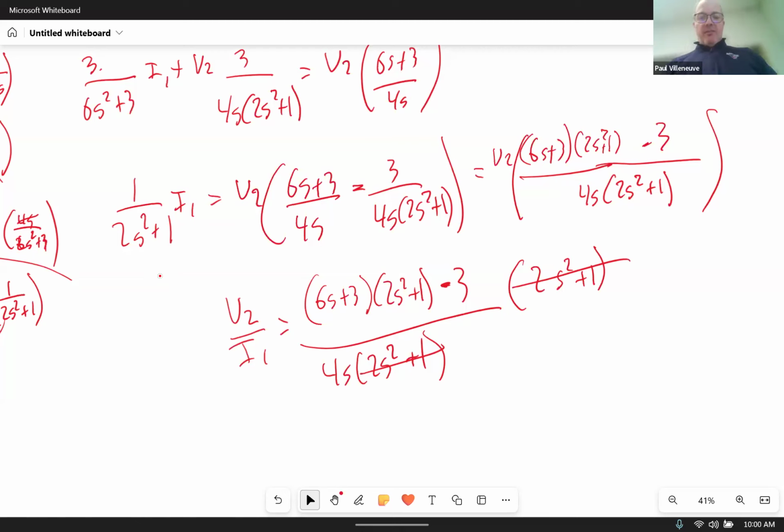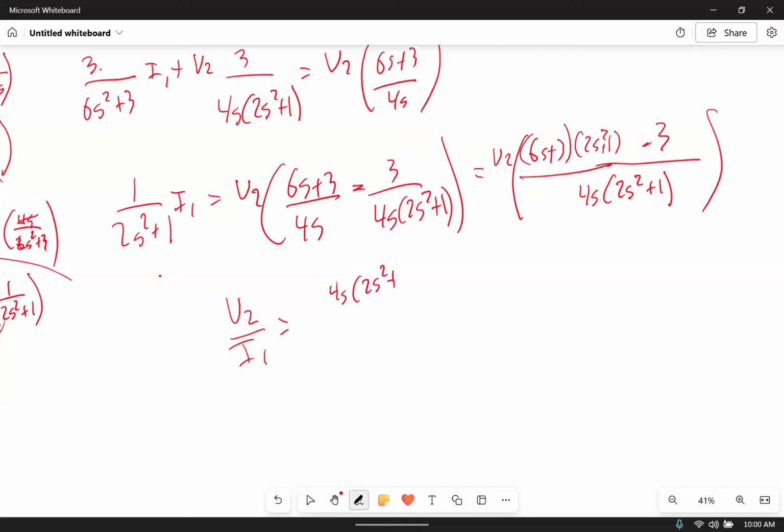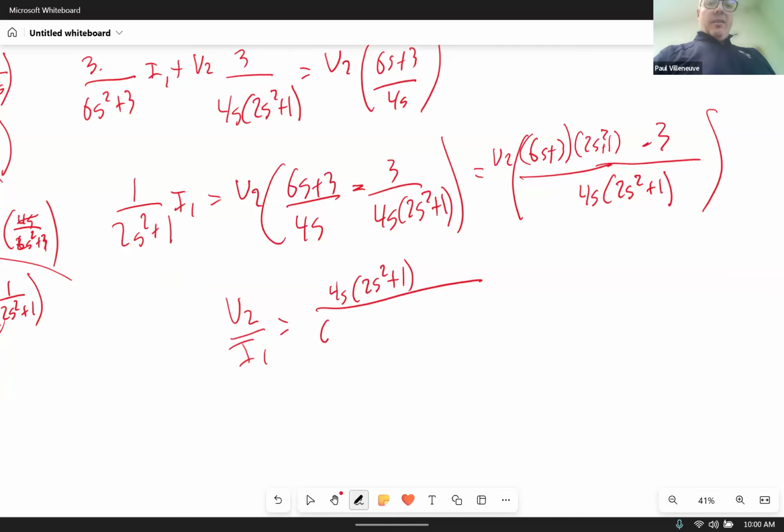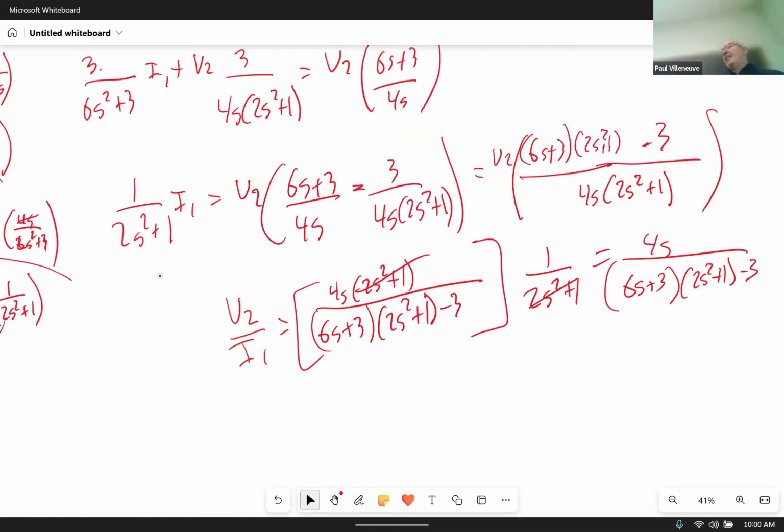But actually, I think I did this backwards, right? It's V2 over V1, so I have to multiply and invert. So I have 4s times 2s squared plus 1 all over 6s plus 3 times 2s squared plus 1 minus 3. And then I multiply this whole thing by 1 over 2s squared plus 1. So then I become 4s over 6s plus 3 times 2s squared plus 1 minus 3. And then you would just expand it out and go from there.